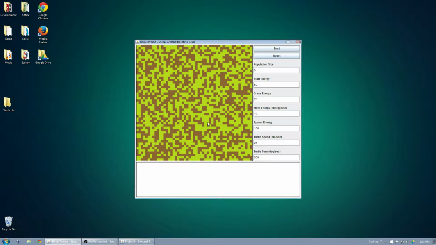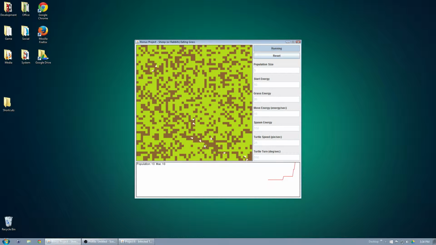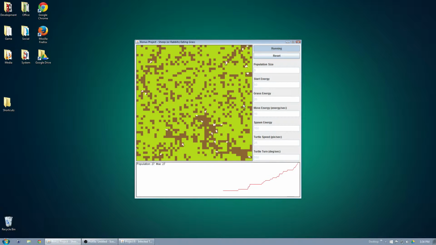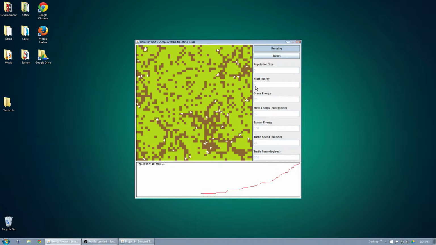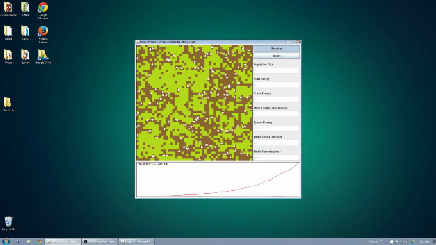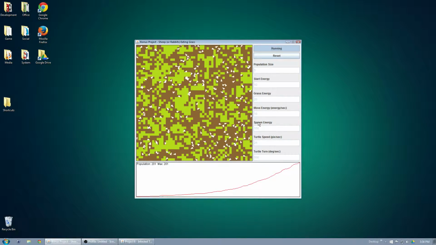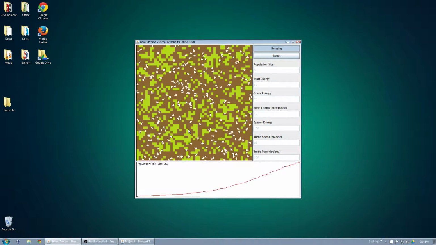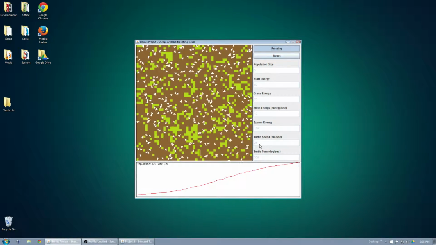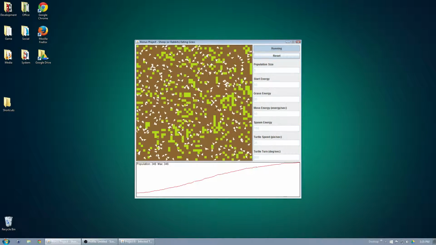Because these are going to be sheep that are giving birth to other sheep, I started it small so the population can grow as grass gets eaten. Start energy is the amount of energy that the sheep start with when they're born. Grass energy is the amount of energy they gain from eating grass. Move energy is the amount of energy it takes for the sheep to move. Spawn energy is the threshold to spawn a child. And then there's the move speed and turn speed, like before.